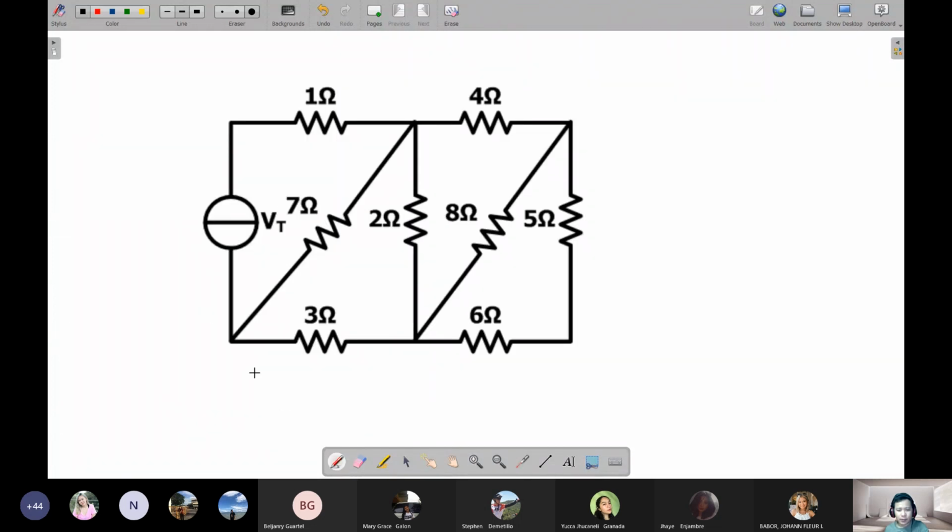Okay. Solve for the total resistance. Okay. Solve for the total resistance. But I will change this. This will not be 8 ohms.